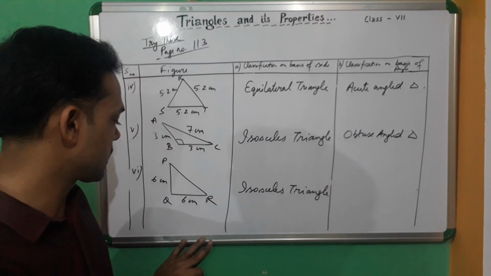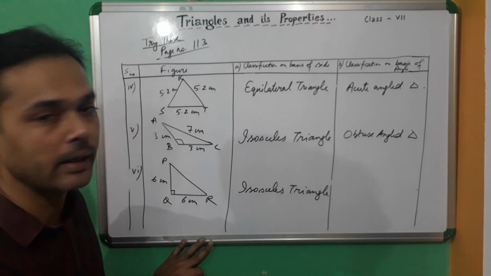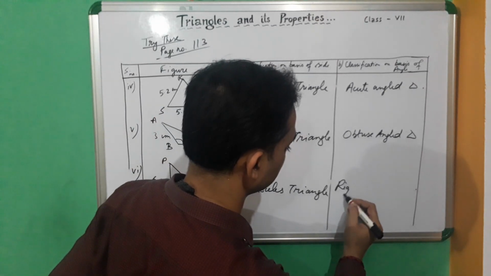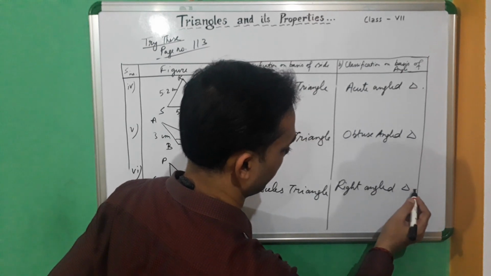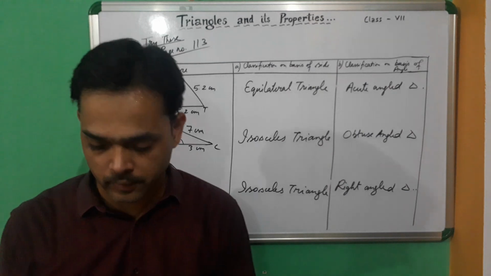And on the basis of angle, as it is mentioned in the question that this angle is 90 degrees, that is why it is a right angled triangle. Now I hope that it is clear to you.